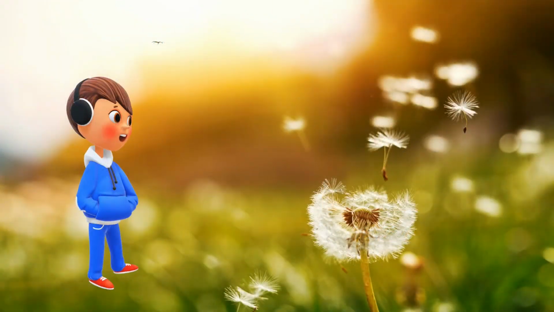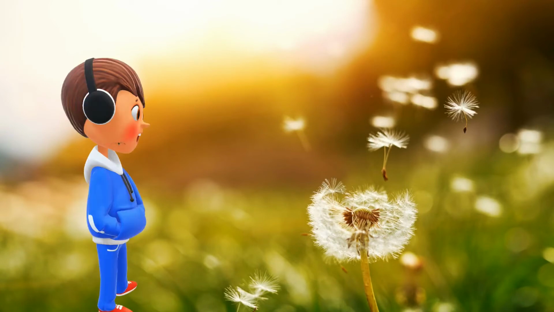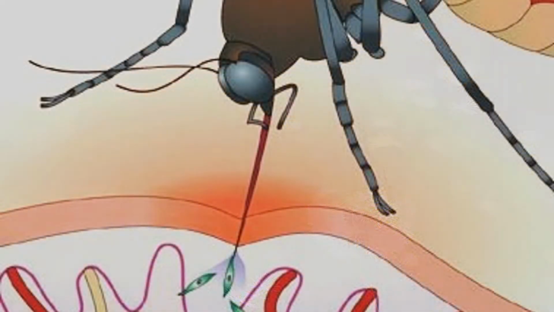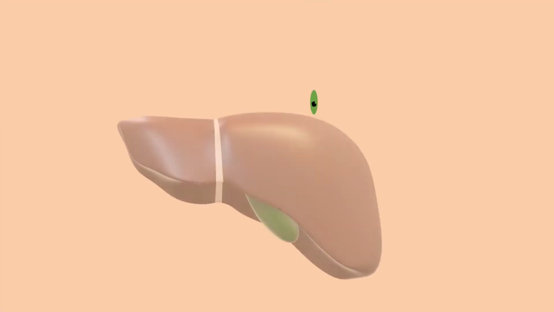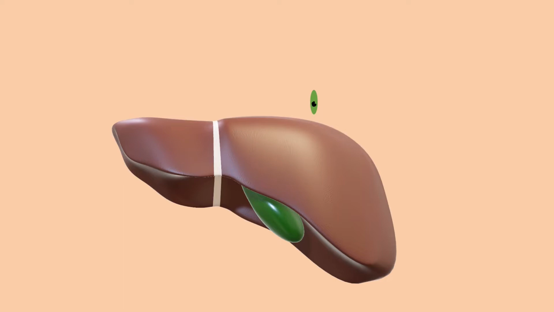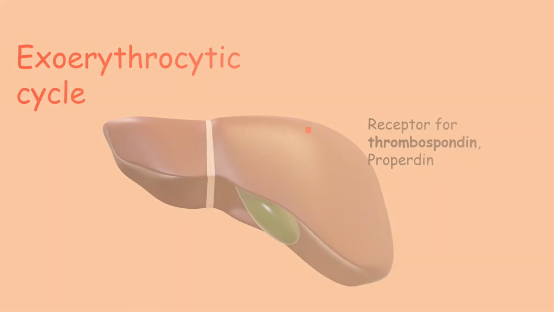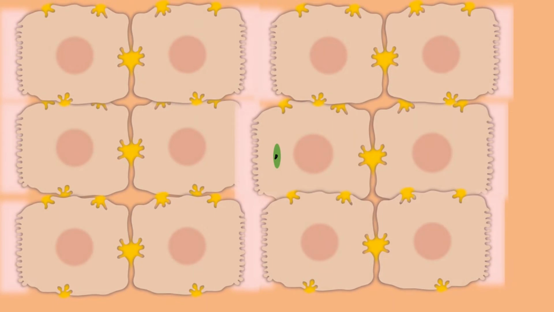Now let us see what happens when an infected female mosquito bites a human host. The mosquito inoculates Plasmodium sporozoite from its salivary glands into the human. This sporozoite rapidly reaches the liver and invades liver cells by binding to hepatocyte receptor for serum proteins thrombospondin and properdin. And with this begins the exoerythrocytic cycle. Within the liver cells, malarial parasite multiplies, releasing as many as 30,000 merozoites and thereby rupturing the liver cell.